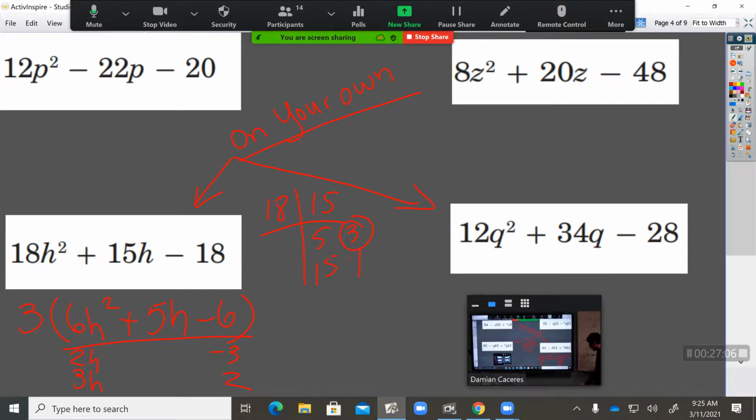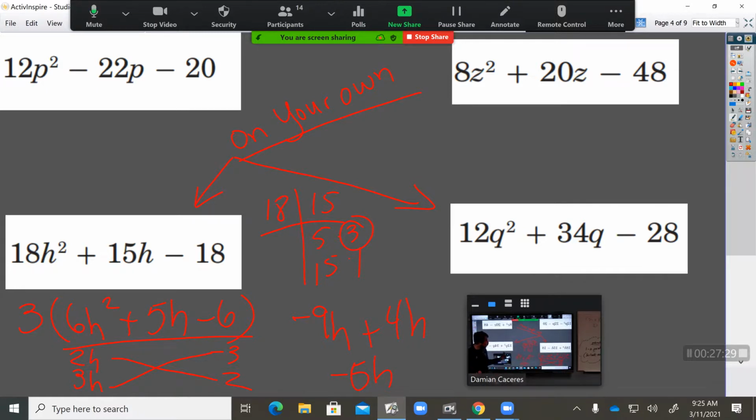Now if we cross multiply, 3 times negative 3, negative 9h. 2h times positive 2, positive 4h. Now, if you put those together, it gives you negative 5h. Is that the correct middle number? No, because of the sign. The number's correct, but the sign is wrong.